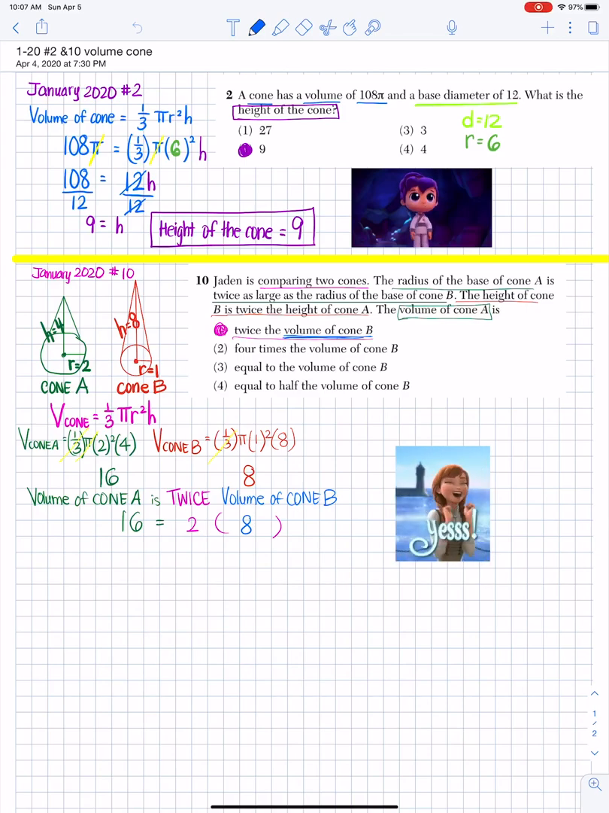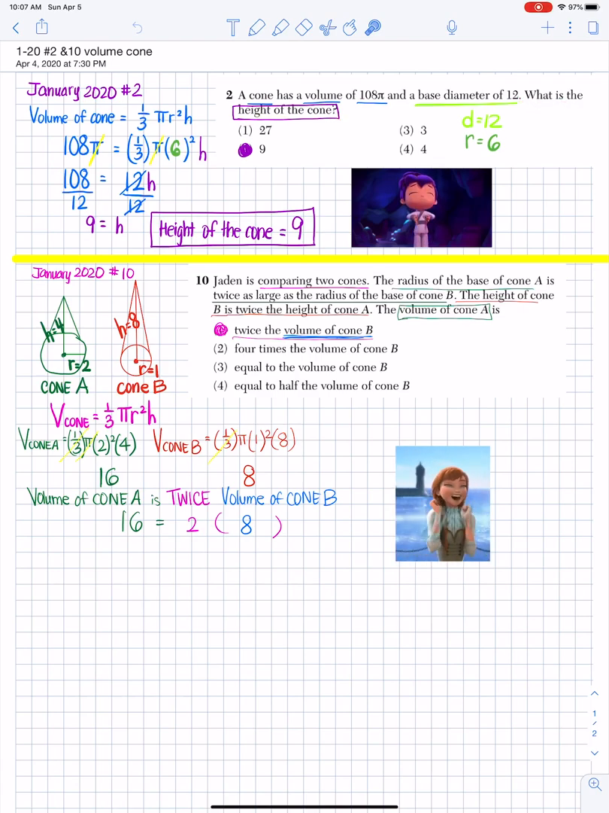Today we're looking at two volume of a cone Regents questions. They're both from January 2020. The first one reads as follows: A cone has a volume of 108 pi and a base diameter of 12. What is the height of the cone?